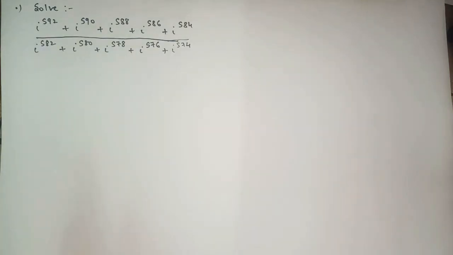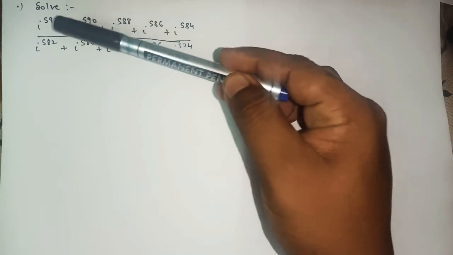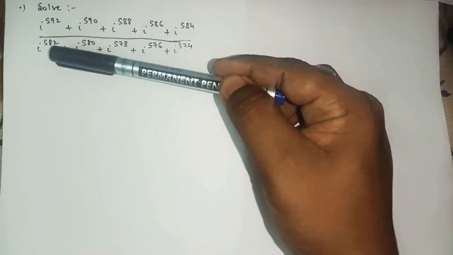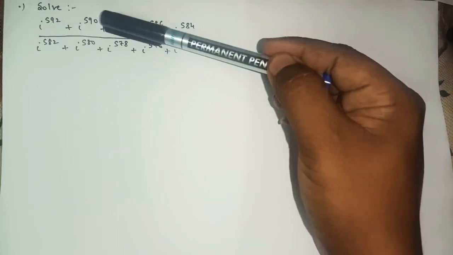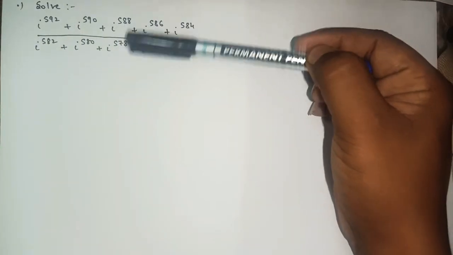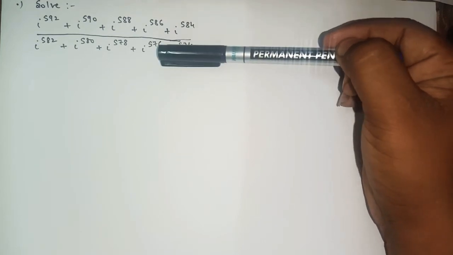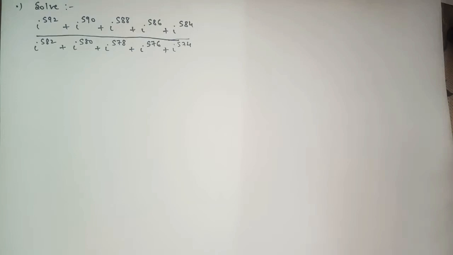Yes, there are two or three different methods for this sum. One easy method is what we'll see now. Just focus on the corresponding elements. From 590 to 582, there is a difference of 10. 590, 580, again a difference of 10. 588, 578, again a difference of 10. 586, 576, difference of 10. 584, 574, difference of 10.